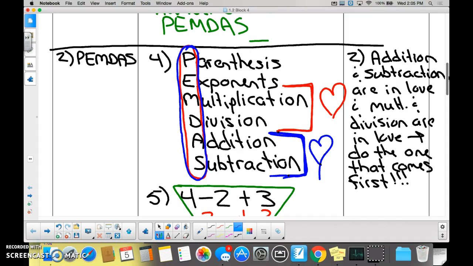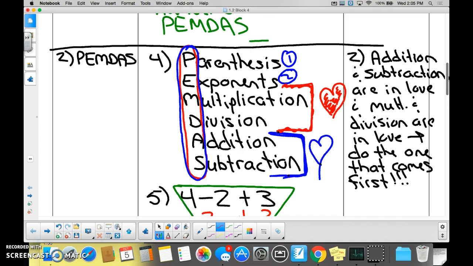If a problem has parentheses, you do it first. If it doesn't have parentheses, you skip to the next one. Exponents. If it doesn't have exponents, you go down to multiplication, division, addition, subtraction. The key thing to remember about multiplication and division, though, is they're in love. Someone explain to me, what does it mean when we say multiplication and division are in love? What does that mean, Muhammad Amin? Or Abdullahi? It means they're in love. They can't choose who's first, but it has to be left to right.